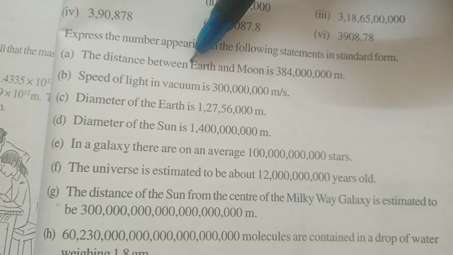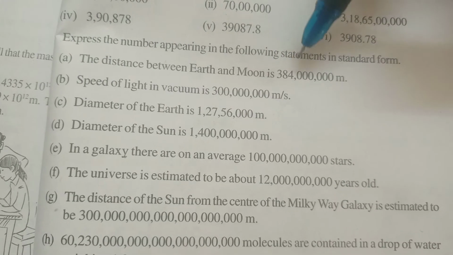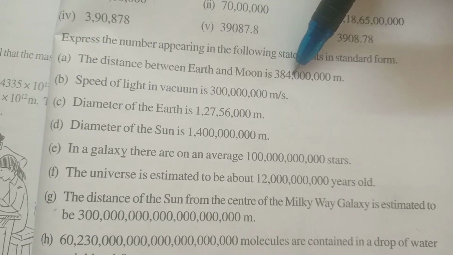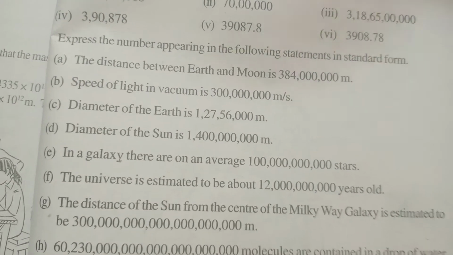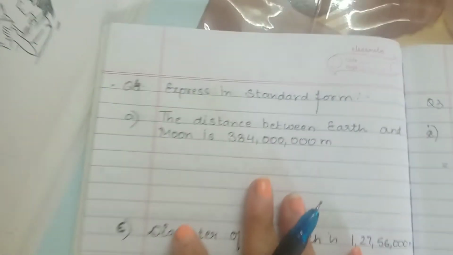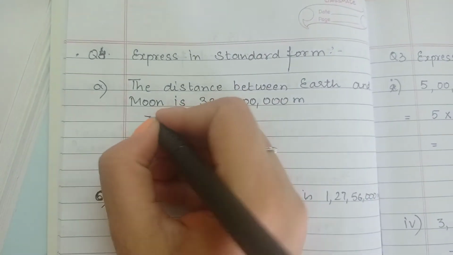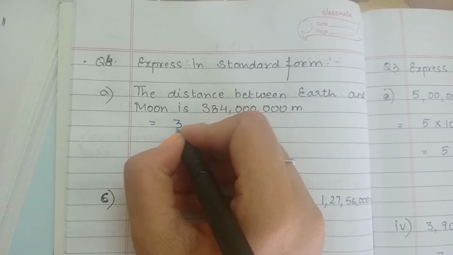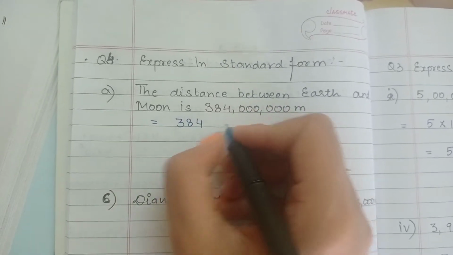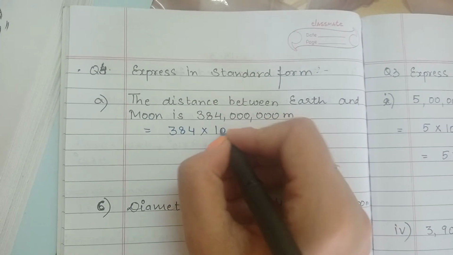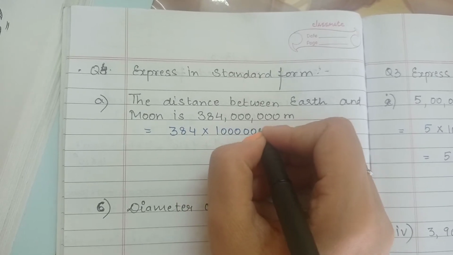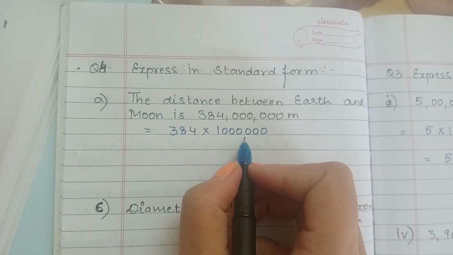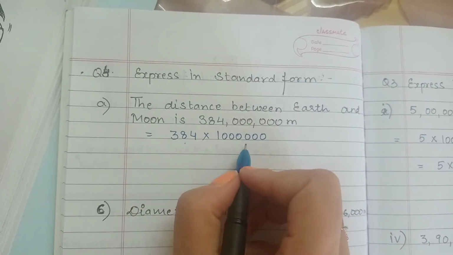The distance between Earth and Moon is 384,000,000. So how to write it in standard form? First, we will separate the numbers and the zeros. 384 multiplied by 1 2 3 4 5 6. So now you can see 384 multiplied by this.